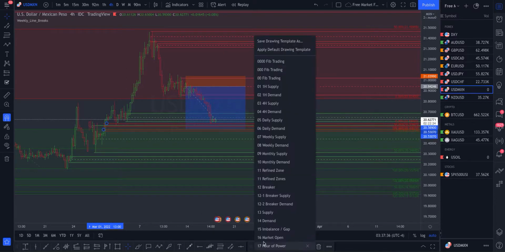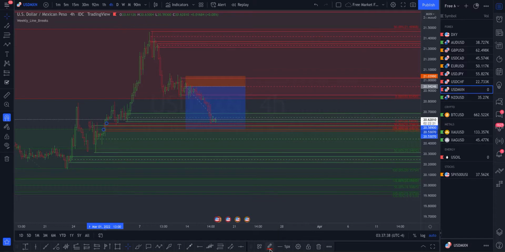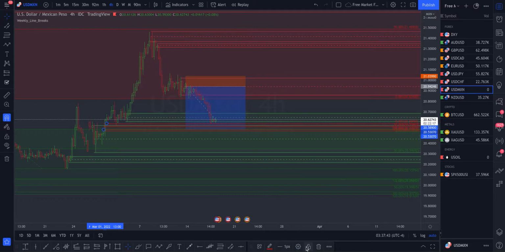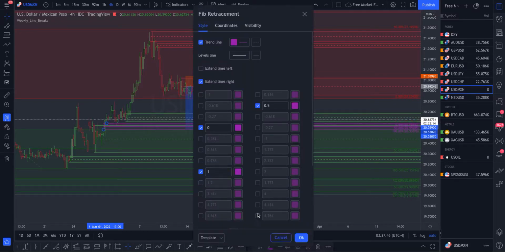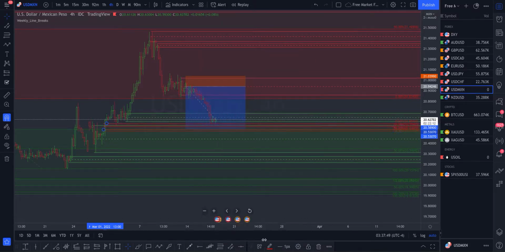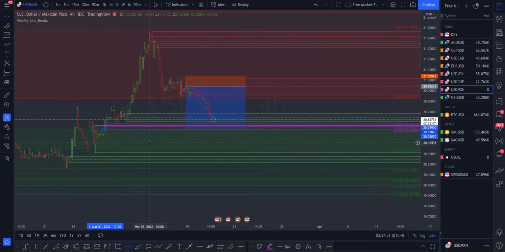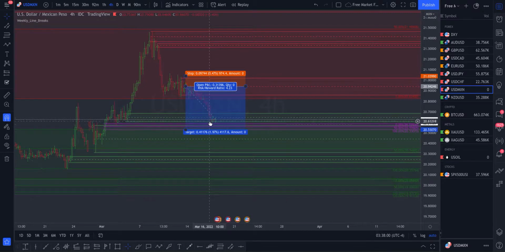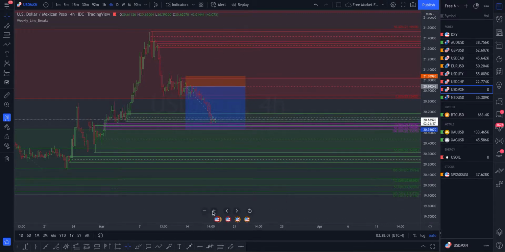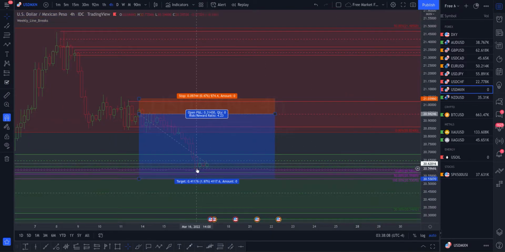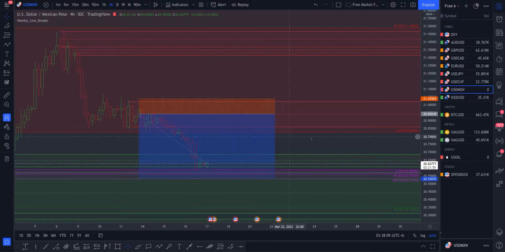So we do have 4-hour imbalance right there. Or maybe it got changed somehow. There we go. All right. So maybe we'll see it fill that. It has already taken out this 4-hour demand. We can see right here. 4-hour demand taken out. Push back into the equilibrium.